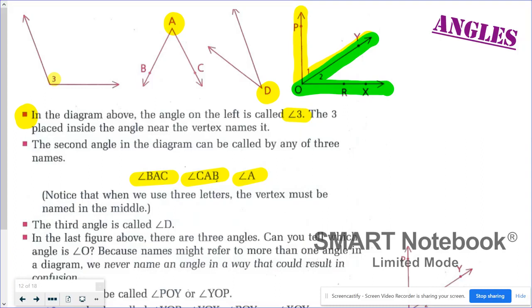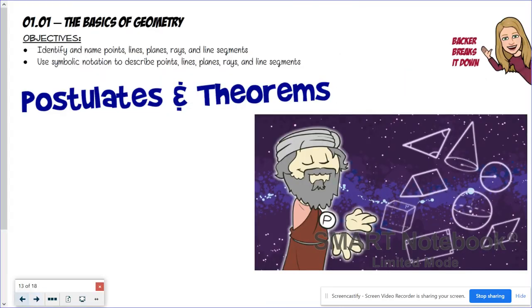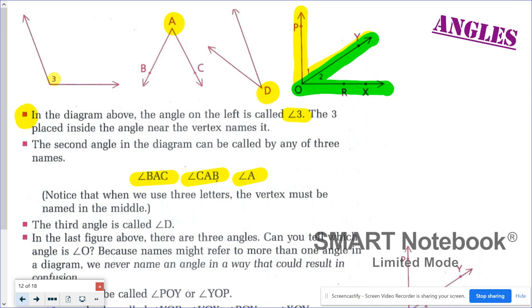But notice, and I'm just going to scroll down, same diagram. If I said angle O, which angle am I talking about? There are 3 angles with the vertex of O. So that's why I usually say that the safest way to name an angle is using 3 letters. And those are the first defined terms in geometry, with many more to come.